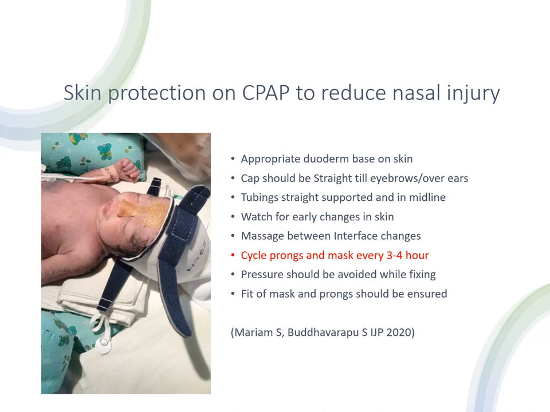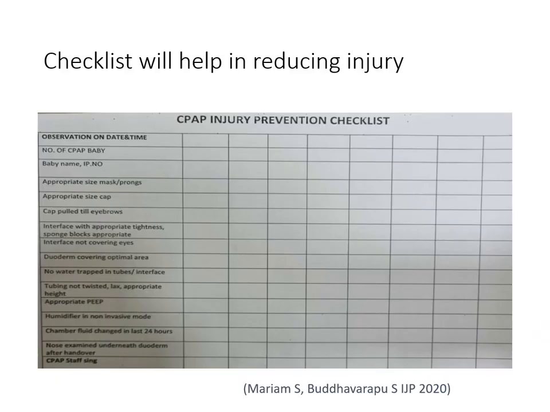Most important, the prongs and the mask are cycled every 3 to 4 hours so that the pressure points change. And while we are fixing, ensure that it is not too tight. And the fit of mask and prongs also should be ensured properly. We also use a CPAP checklist for all babies so that we know that all these preventive measures for skin injury are followed, and a checklist is done for each baby who is on CPAP.